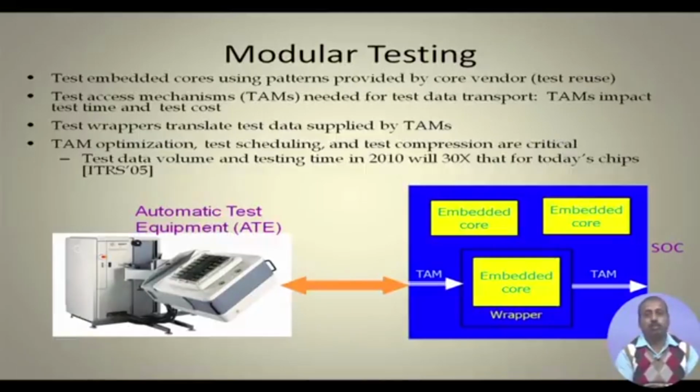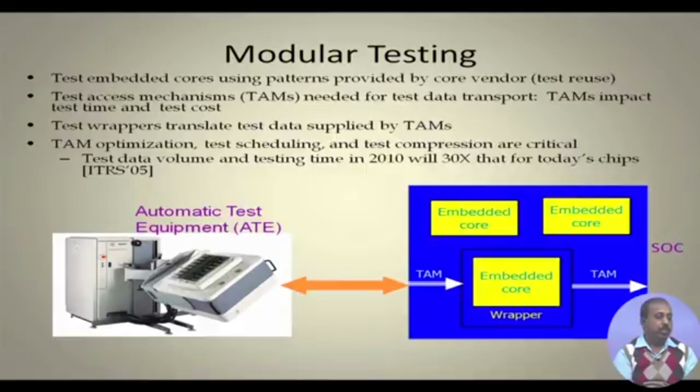So, it has got a fixed width, say 32-bit width. Now, each of these cores may not have 32 inputs, some of them may have say 100 inputs, some of them may have say 64 inputs, some of them may have 90 inputs, like that. So, we need to do some sort of adjustment between the TAM lines and the number of inputs and outputs for the cores. So, that is how the test wrappers will take care. It will translate this test data that is supplied by TAM into a format in which you can apply the pattern to the individual components in the core.